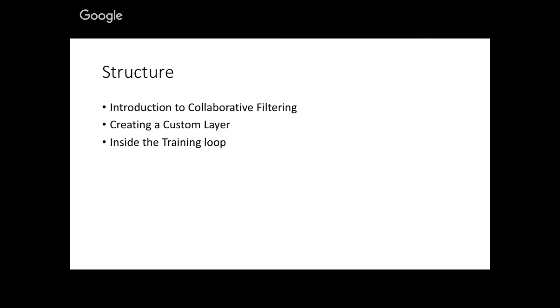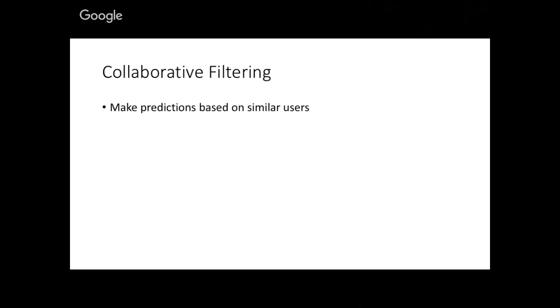So for collaborative filtering, this will be the structure. We'll be talking about collaborative filtering, then creating our own custom layer, and after that, the inside of the training loop. For collaborative filtering, we make a prediction based on how others feel about a particular item.